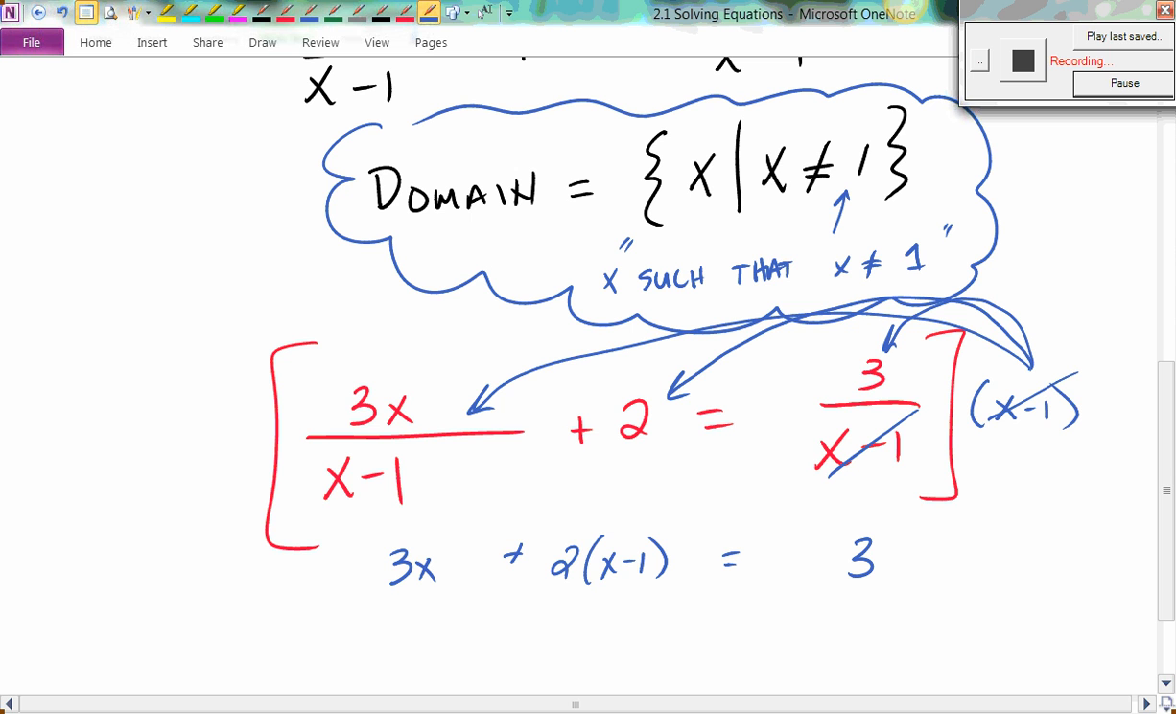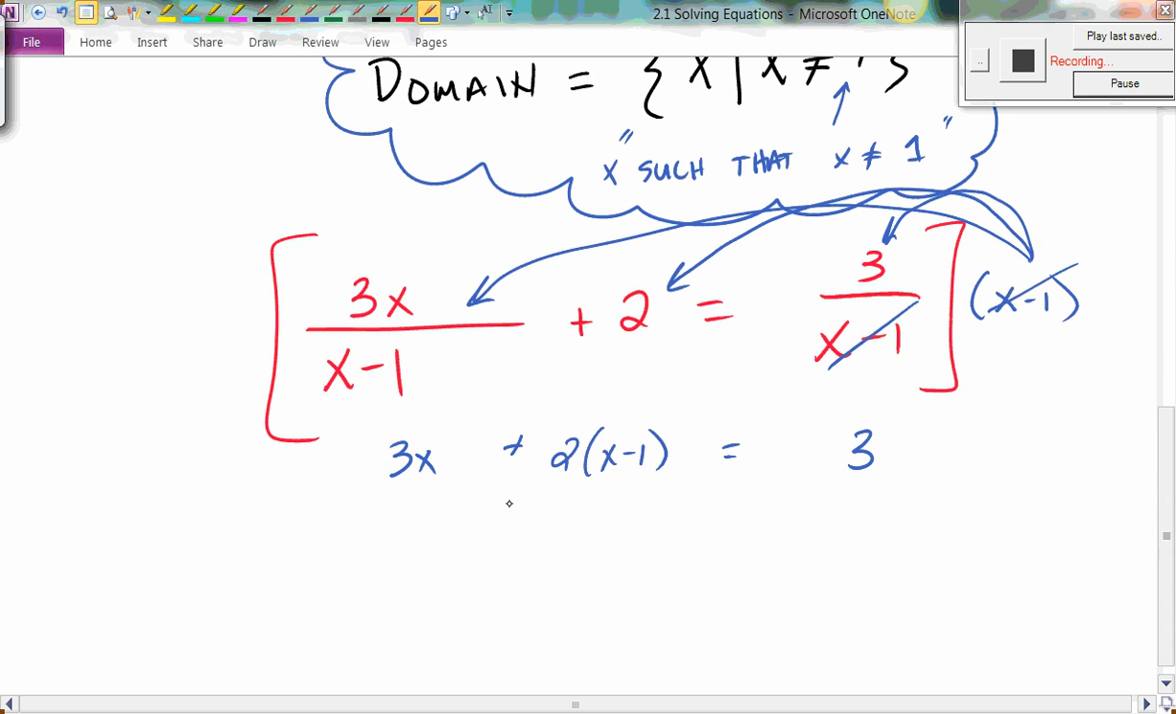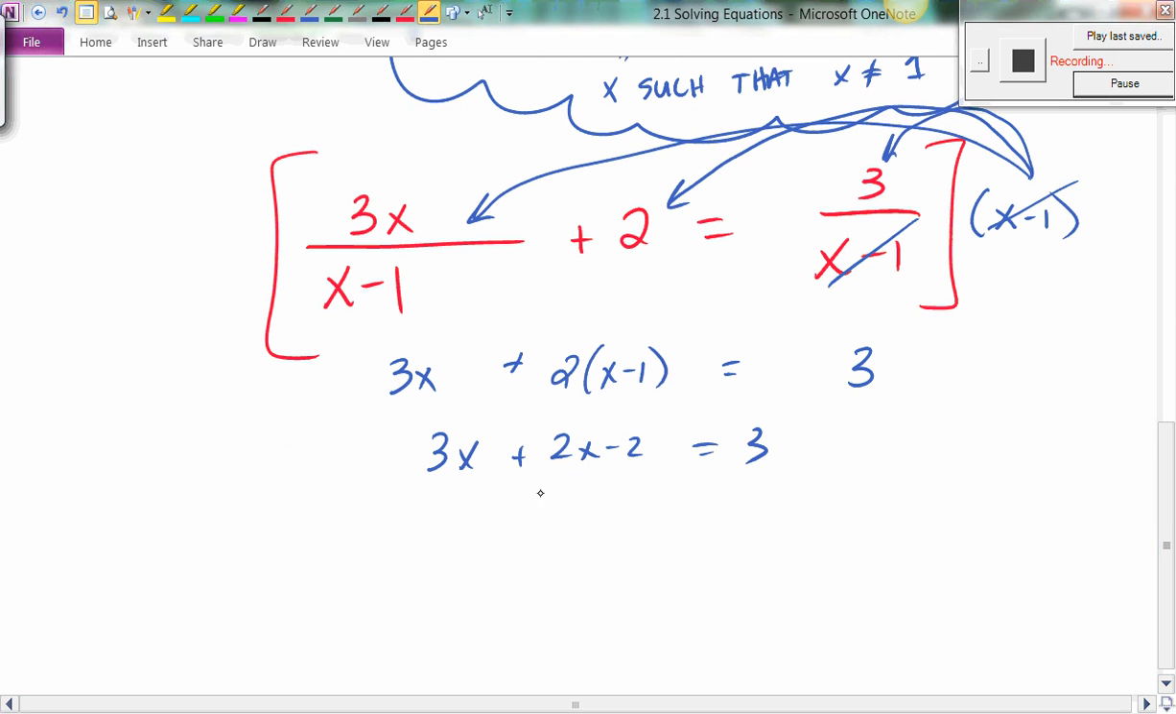Would you agree? Now we can easily solve this and say, okay, this is 3x plus 2x minus 2 is equal to 3. Am I going too fast? No. Okay. So 3x plus 2x, well, that's 5x minus 2 is equal to 3. I'm doing good so far. So that means that 5x is 5. X is equal to 1. Awesome. Sweet. I did it right. I got 1 as an answer. I must have done it correct. I can go home and, like, be cool.